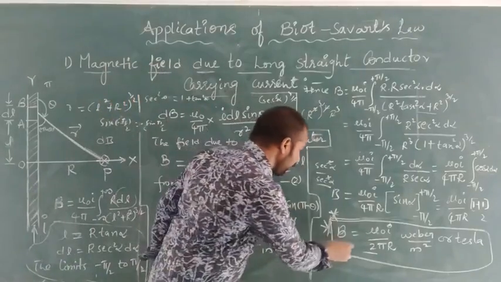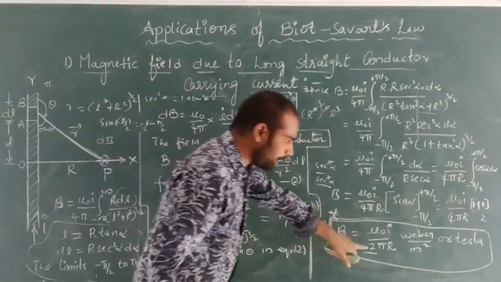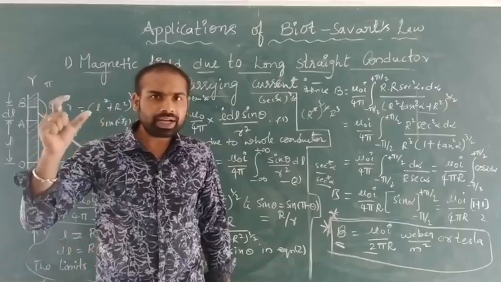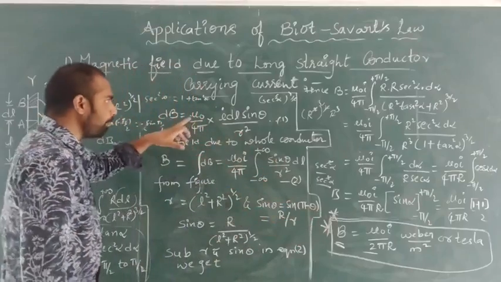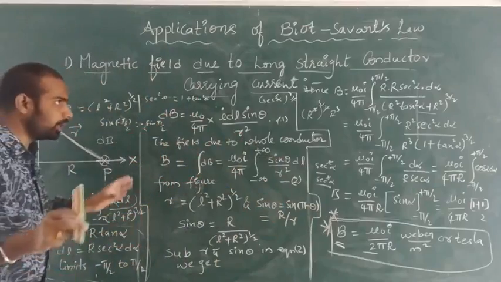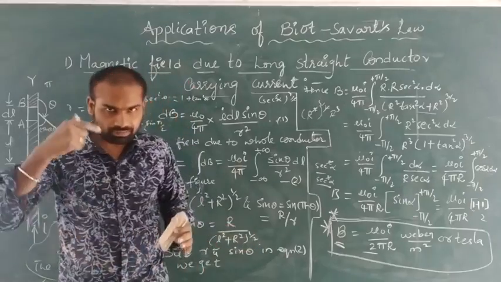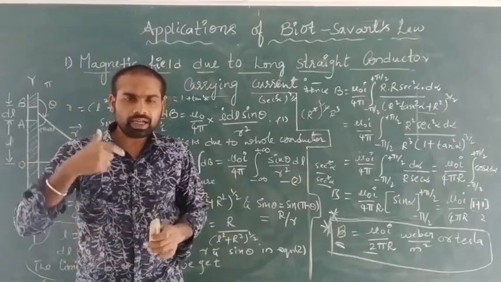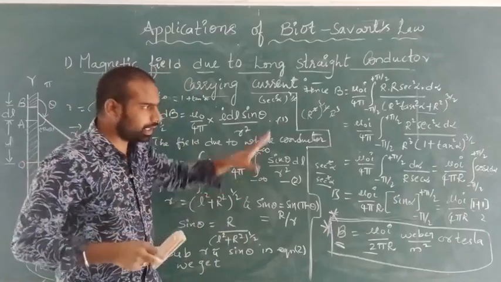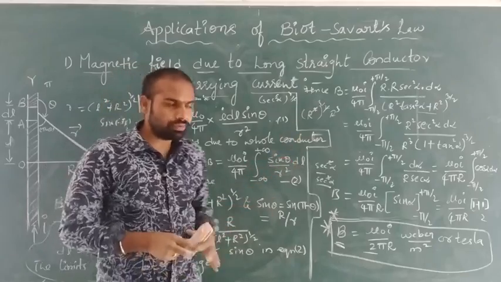So at last we get B equal to mu naught I by 2 pi r. This is the expression for the magnetic field due to a long conductor carrying current, by applying Biot Savart law. Simple. This is the calculation. If you do not understand this derivation, see the video once again, repeat the video again and again. You will compulsorily understand. I will send the notes, whatever we derived today.